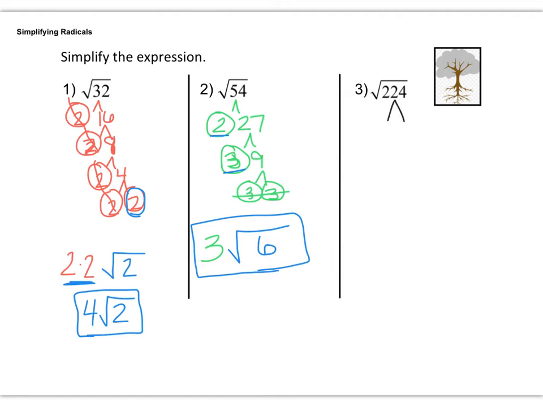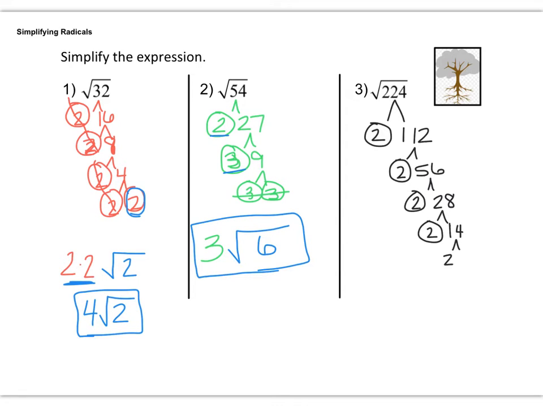All right, taking a look at number 3. So again, we will do our factor tree. I know that is 2 and 112. And that is 2 and 56. And that is going to be 2 and 28. I like 2s in case you couldn't tell. 2 and 14. 2 and 7. And then I am down to all primes. So none of those numbers will break down any further.